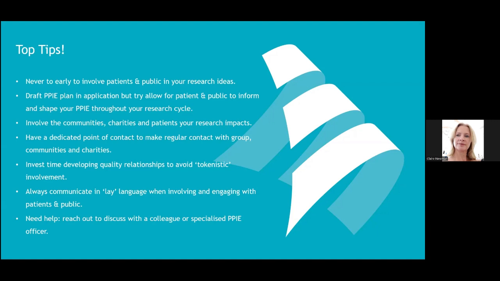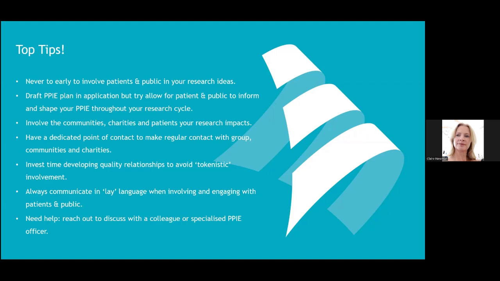So top tips before we go. It's never too early to involve patients and public in your research ideas. Draft a public and PPI plan in your application is always a good idea, making sure that the funders know it's a draft, but allow patients and public to inform and shape your PPIE throughout your research cycle. It's important to involve the communities and the charities and the patients that you hope your research is going to impact.